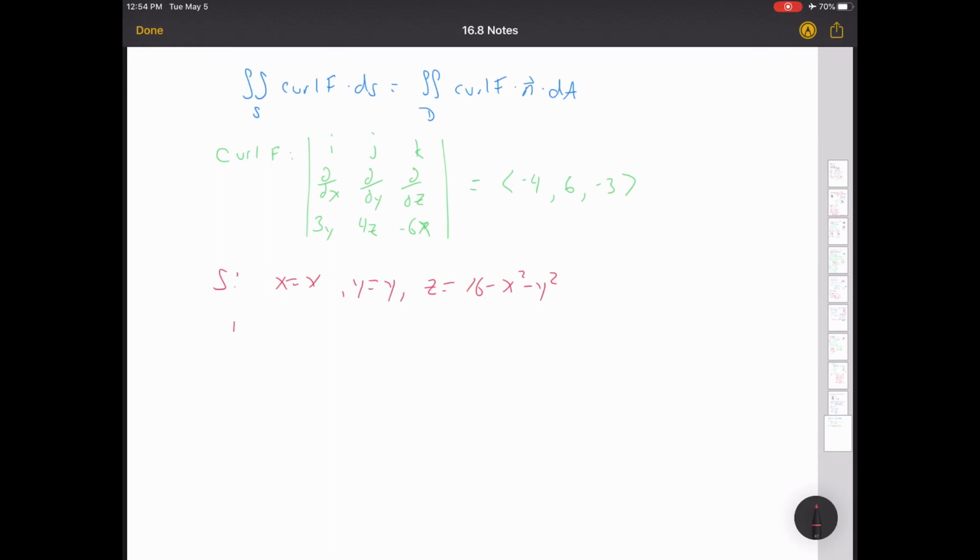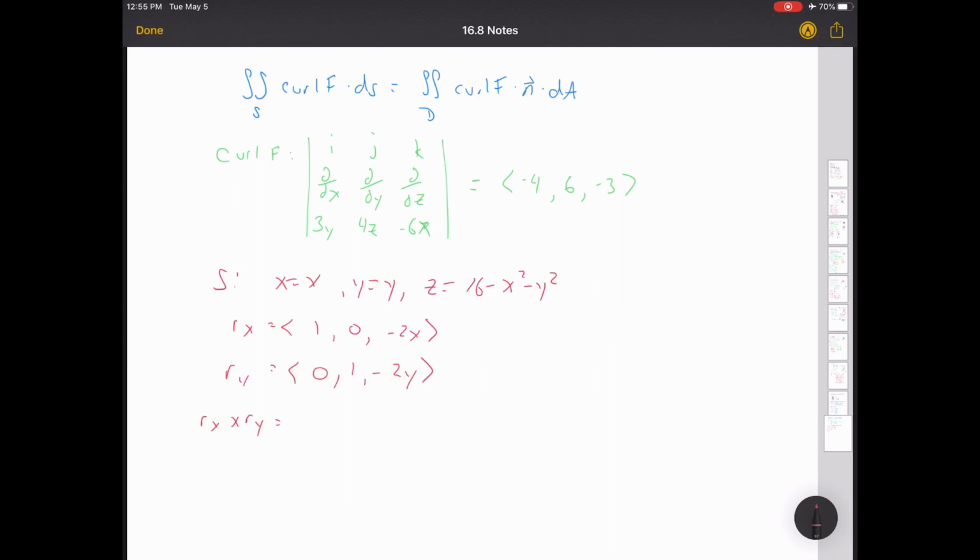Rx is going to equal 1, 0, negative 2x. Ry is going to equal 0, 1, negative 2y. And then we have to cross those, so Rx cross Ry. Remember, we are looking for a positive or upward orientation, so let's make sure that the z component at the end is in the correct place.